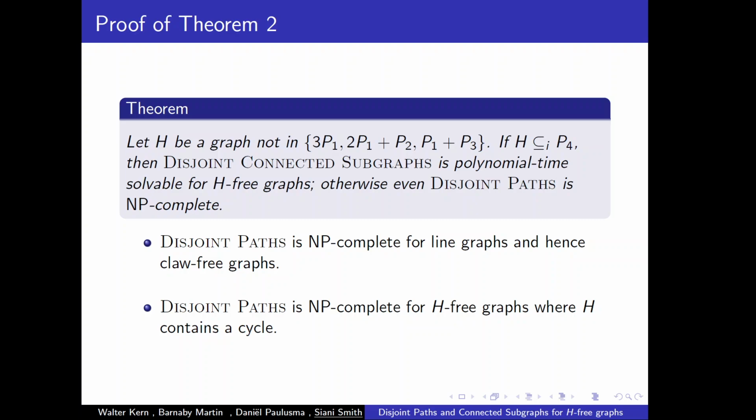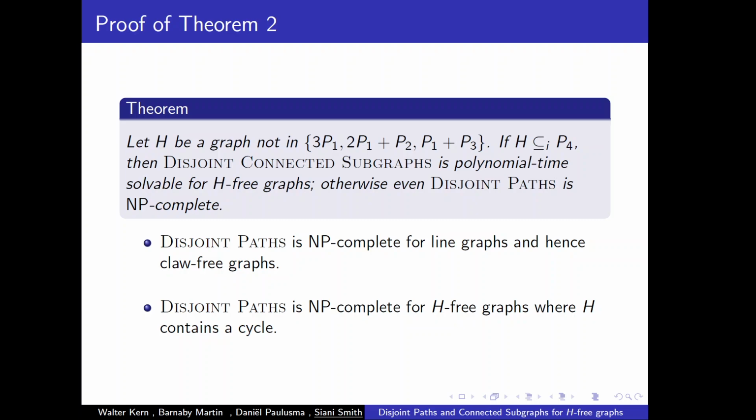And moving on to our second theorem. We remind ourselves we're looking at H being any graph not contained in 3P1, 2P1 + P2, P1 + P3. We want to show that if H is an induced subgraph of P4, then disjoint connected subgraphs is polynomial-time solvable for H-free graphs. Otherwise, even disjoint paths is NP-complete. So again, we split this down into a number of smaller results.